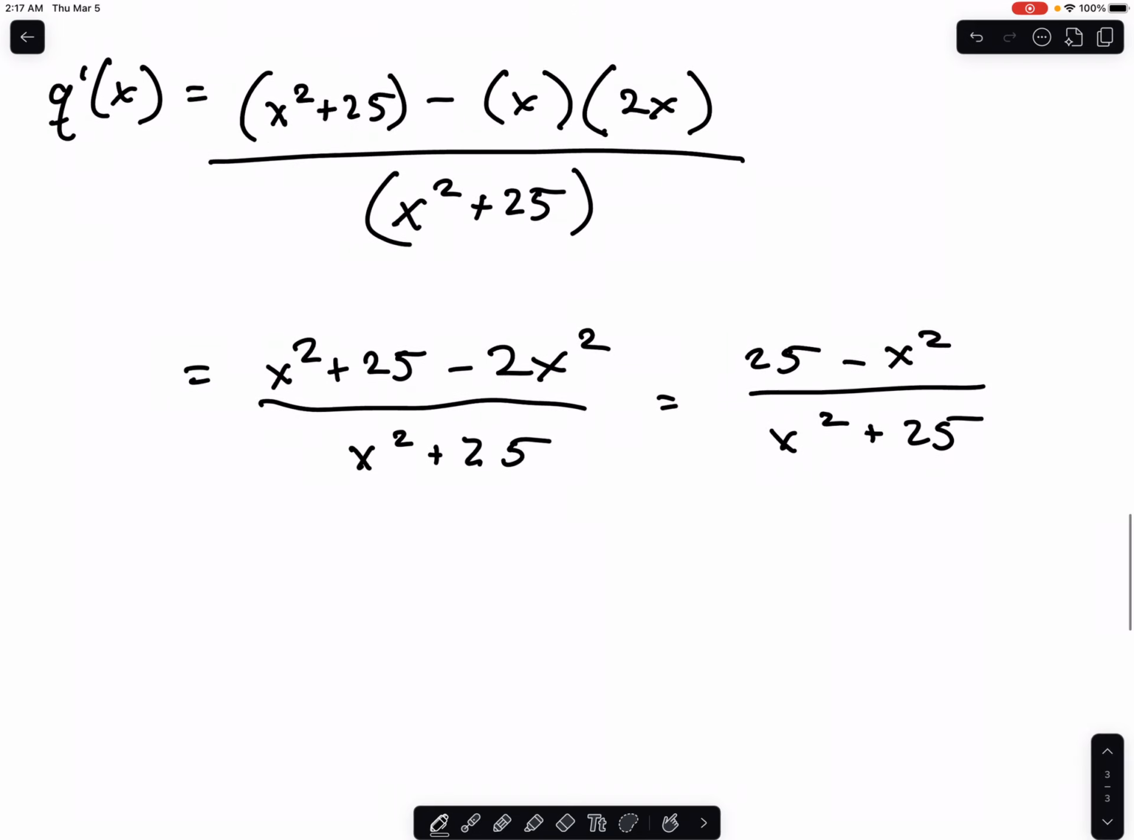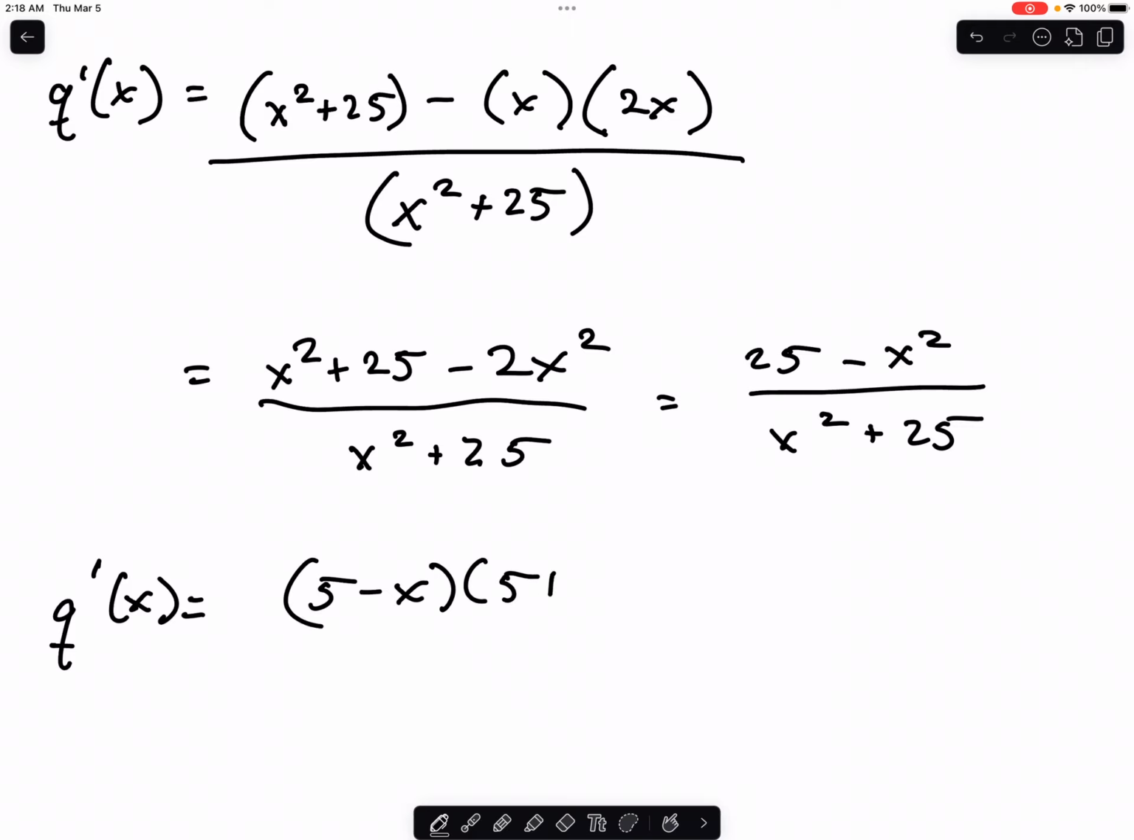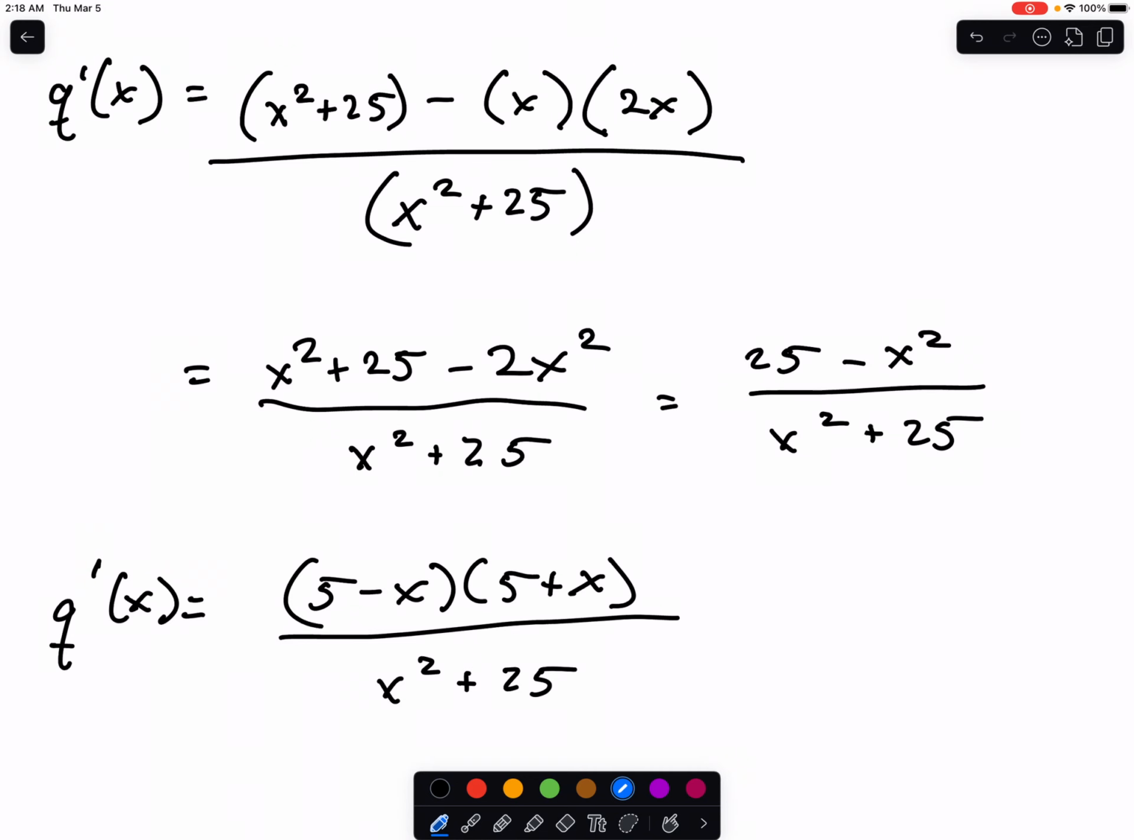Let's just go ahead and write that just in case it comes in handy. I don't know why I'm so intent on writing a g. So then q prime, we're going to write it as 5 minus x times 5 plus x over x squared plus 25. Okay, so we got this for q prime.